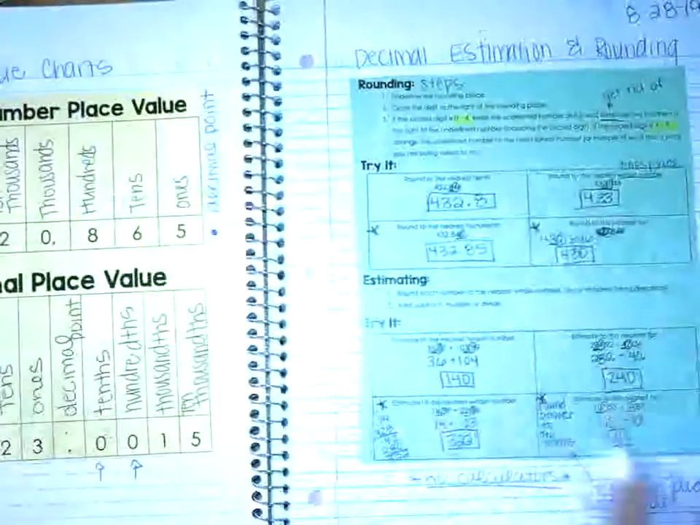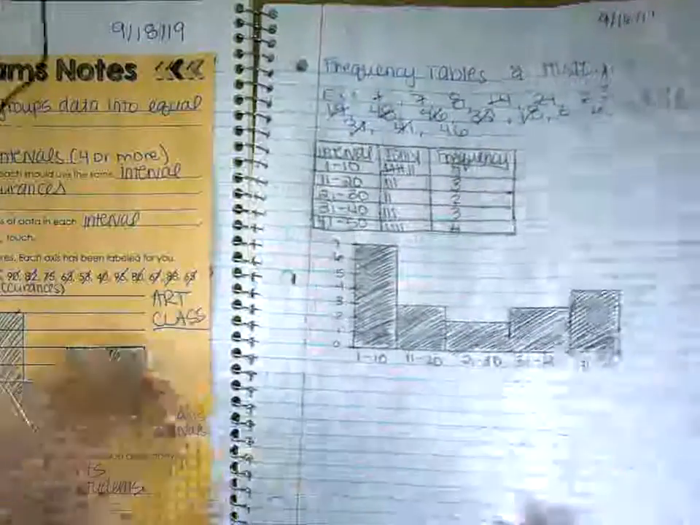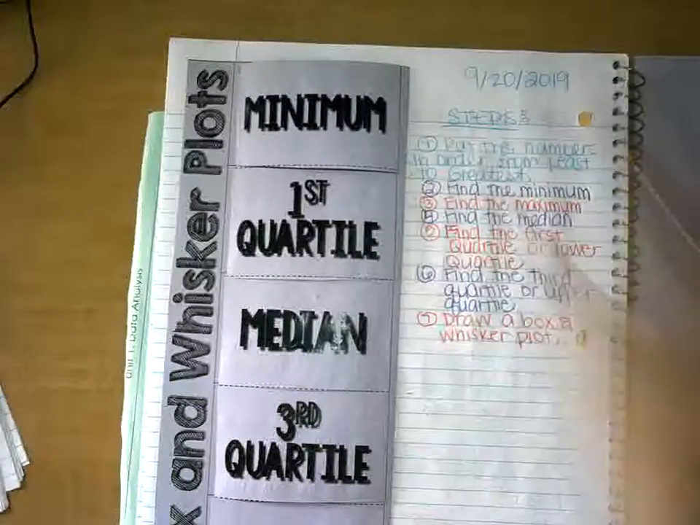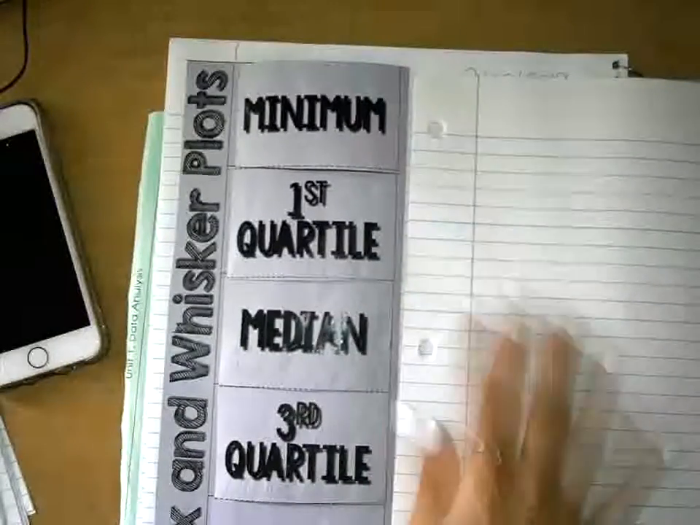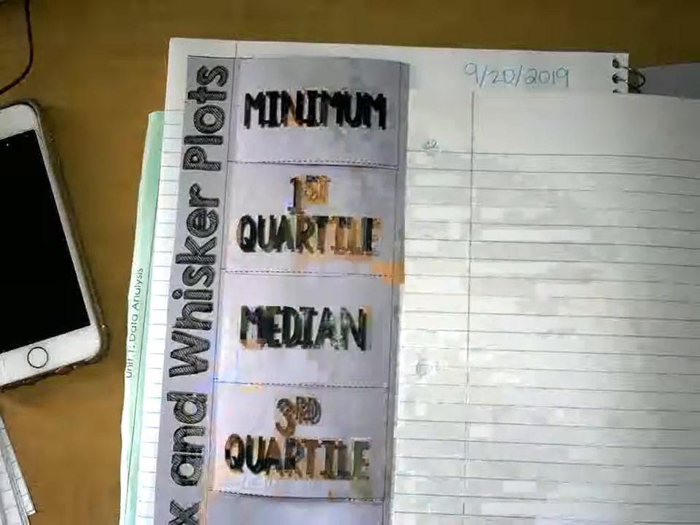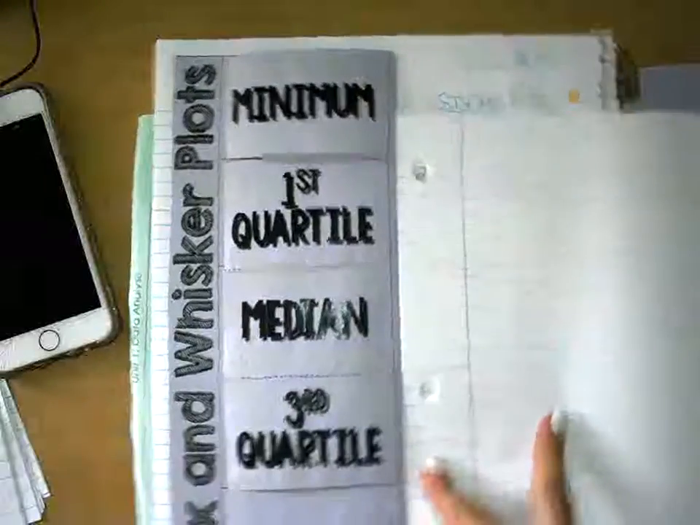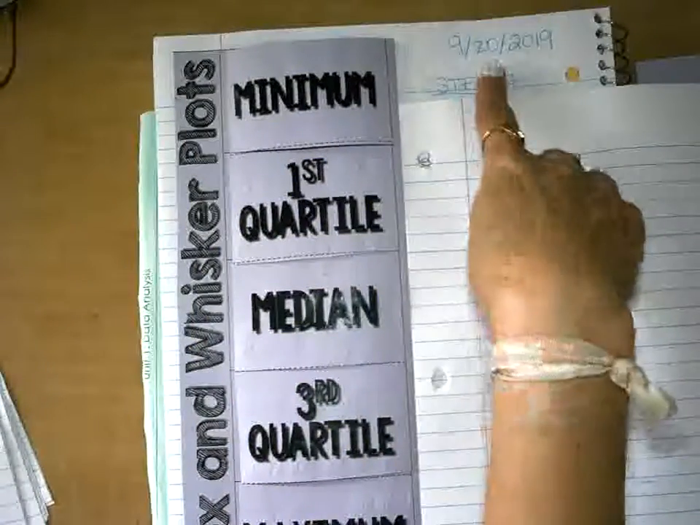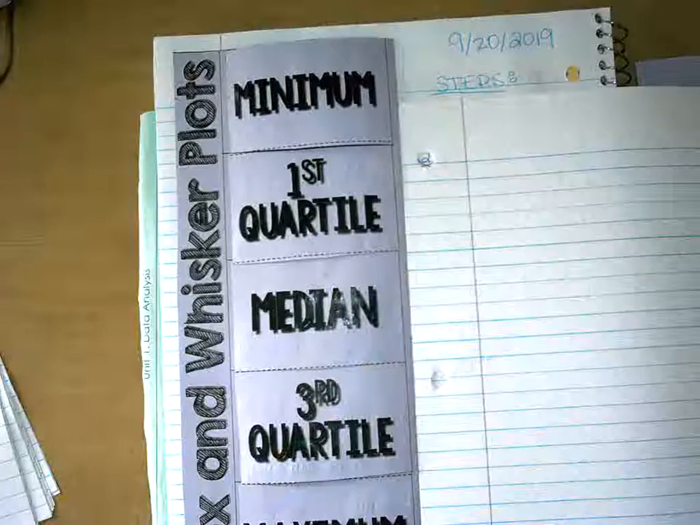And then when you go to your notebook and you see the last page of frequency tables and histograms and you flip it over, you are going to glue it down so that it is on this side and you still have room to write over here like I have started. So glue it down, put today's date, write the word steps, and then we will get started.